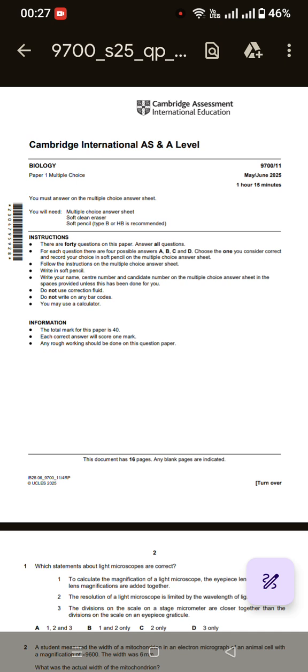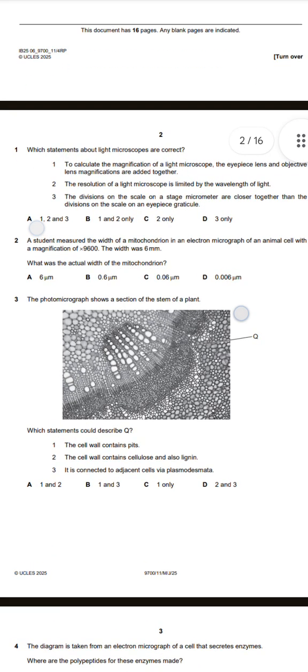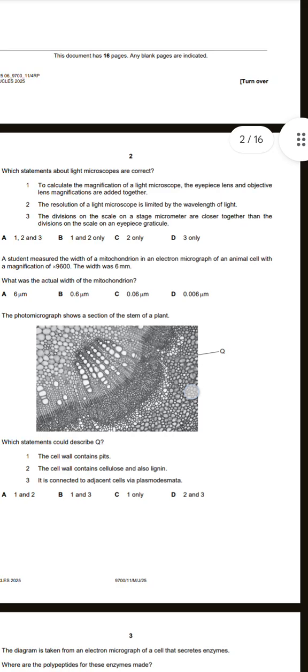This is Biology May June 2025 paper 1. I'm going to pick up some random questions from here and try to simplify the concepts as much as possible. Let's start off with question number 1, which asks which statements about the light microscope are correct.